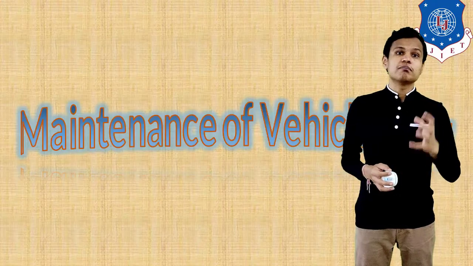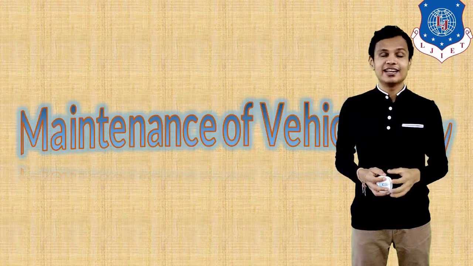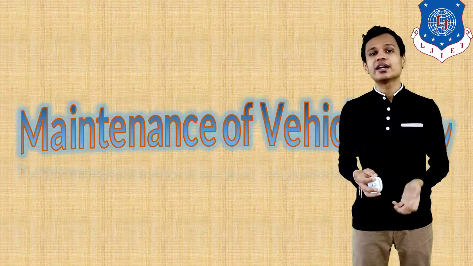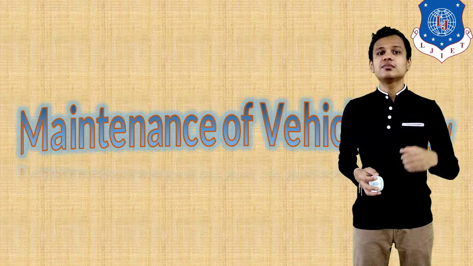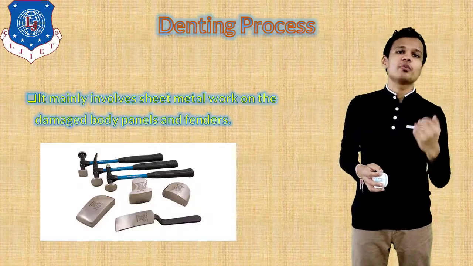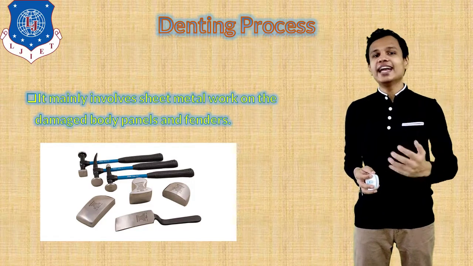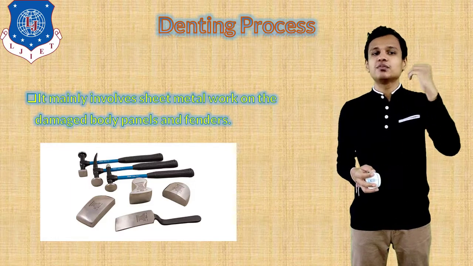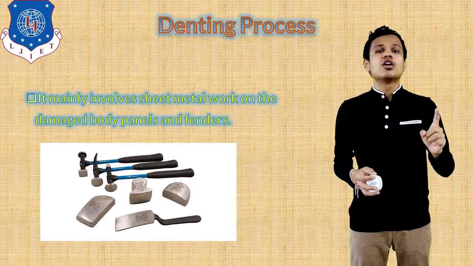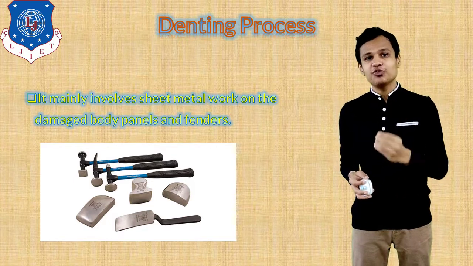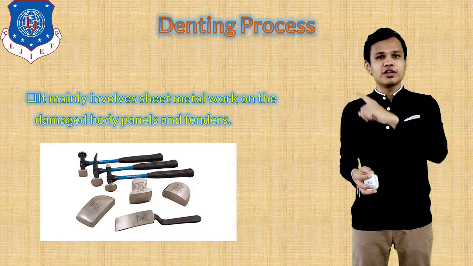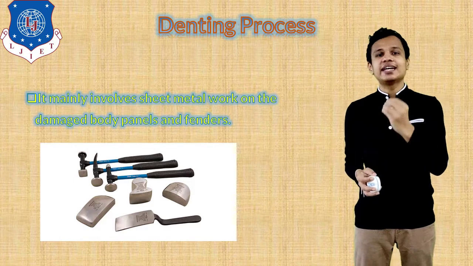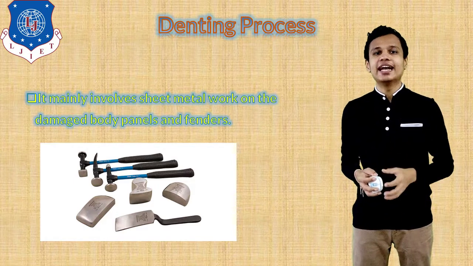Next we will see about the maintenance of the vehicle body. The vehicle body needs maintenance when there is outer damage to it. There is mainly one process required if there is a dent on the vehicle: the denting process. It mainly involves the outer sheet metal work. If the body panels of the vehicle, such as doors, bonnets, or fenders, are damaged, that dent can be removed with the help of the denting process.